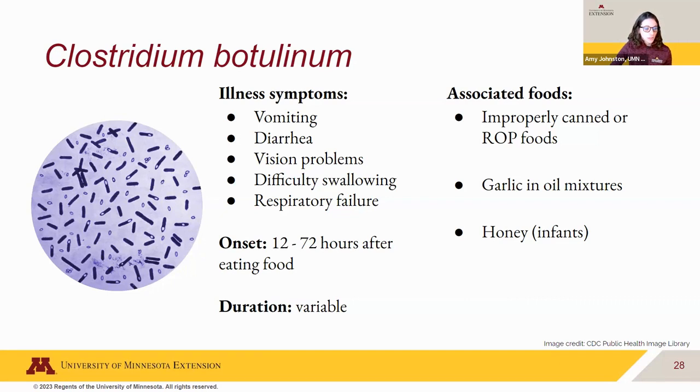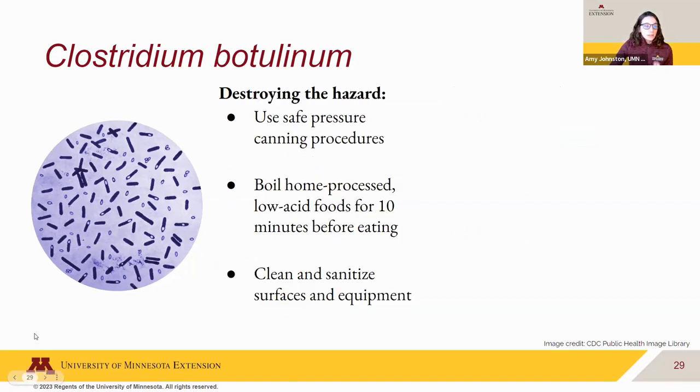Reduced oxygen packaged foods, that ROP, have, again, special processing requirements to help prevent spore production and toxin production. The toxin produced by the spores is heat sensitive, so it is recommended to boil home processed, home canned, low acid foods for 10 minutes before eating. So again, that's those low acid vegetables, meats, poultry, fish that were pressure canned.